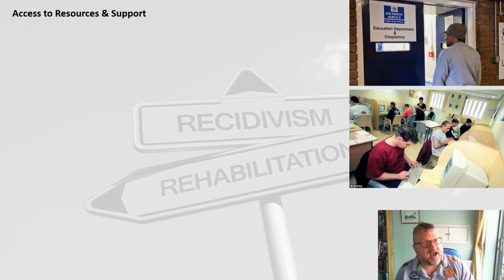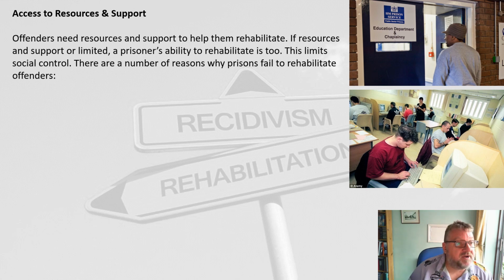Now we move on to access to resources and support. Now this is a biggie, so let's go through it in detail. Obviously, if you are an offender and you're in prison or you're serving a community service order or whatever, you need resources and support to help you rehabilitate. If the resources and support are limited, the prisoner's ability to rehabilitate is also going to be limited too. And that is therefore going to have the knock-on effect of limiting social control.